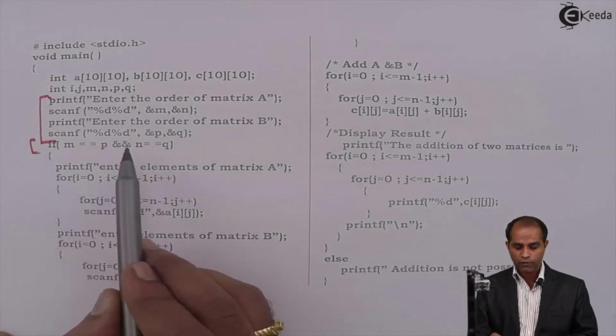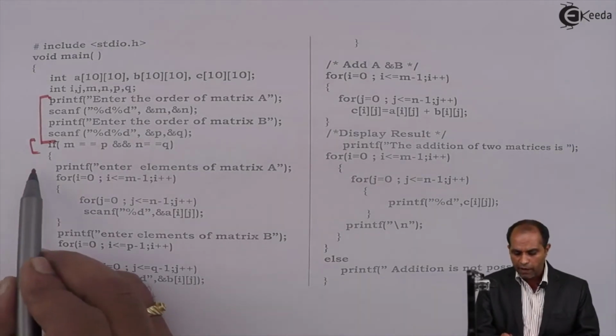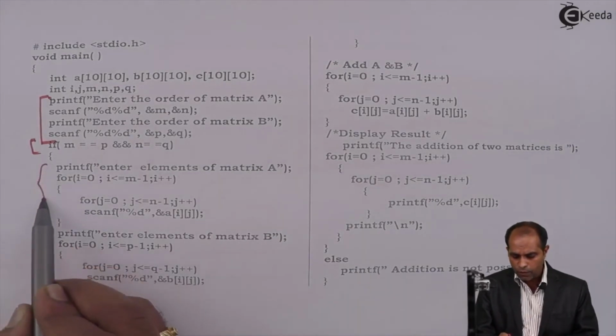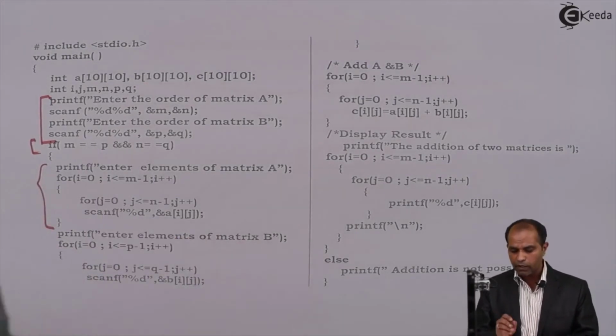Once the condition is satisfied, then go ahead and start doing this particular operation. It says enter the elements of matrix A. Now this is what the first step is. If the condition is satisfied, then you are supposed to ask the user to enter the elements of matrix A.